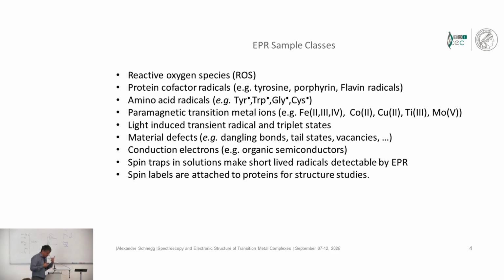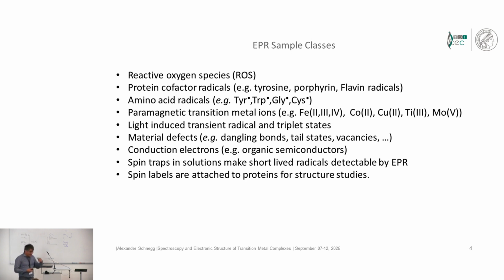Very important in, for example, photovoltaic research or organic electronics are light-induced triplet states and radical pairs, because by measuring these states one can determine electron transfer processes and the partners who are involved in these processes. Material defects like dangling bonds and tail states or vacancies are oftentimes paramagnetic. Conduction electrons are paramagnetic, however, oftentimes very difficult to detect because they have very broad lines, but this can also be a source of paramagnetic resonance.